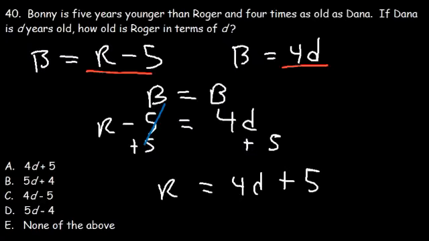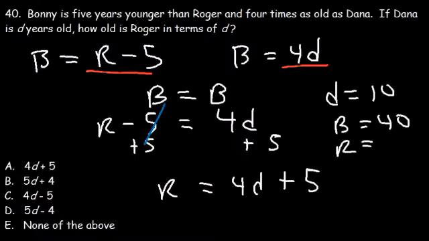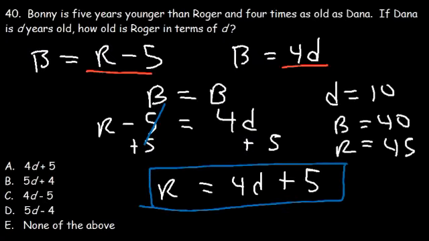So Roger is 4 times as old as Dana plus 5. So let's say Dana is 10 years old. That means Bonnie is 4 times her age, so Bonnie is 40. And Roger is 4 times Dana's age plus 5. So 40 plus 5, Roger's 45. And he's 5 years older than Bonnie, or Bonnie is 5 years younger than Roger. So we can see how the numbers work out here. But the answer that we're looking for is how old Roger is in terms of D. So Roger is 4D plus 5. So therefore A is the right answer to this problem.